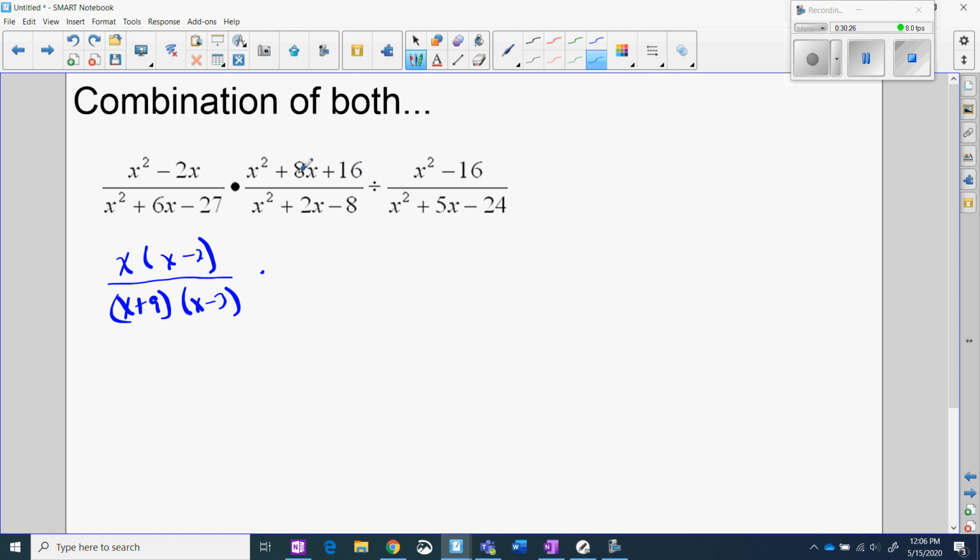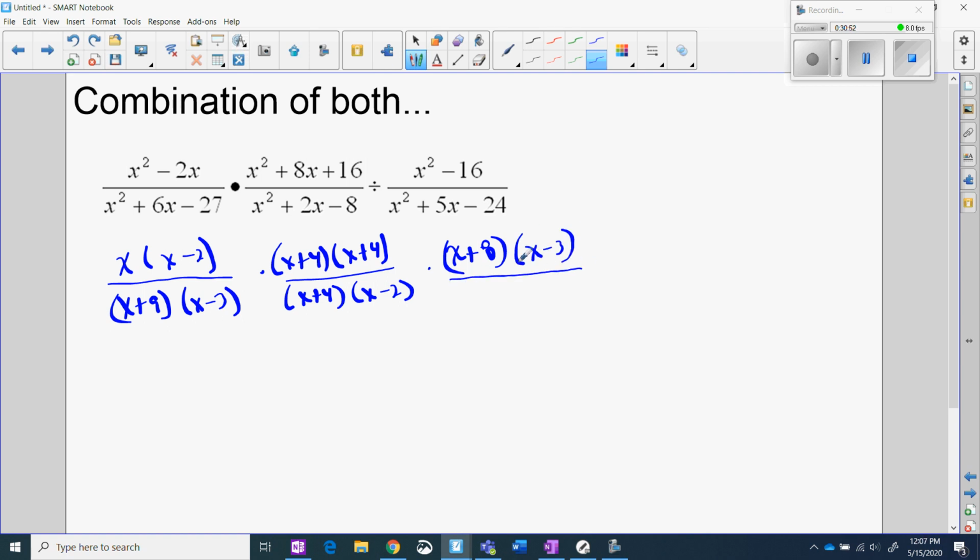Multiply to get 16, add to give 8. That's x plus 4 and x plus 4. Multiply to get negative 8, add to give 2. X plus 4, x take away 2. Change divide to multiply, take the reciprocal. X plus 8, x subtract 3. This is difference of squares. X take away 4, x plus 4.